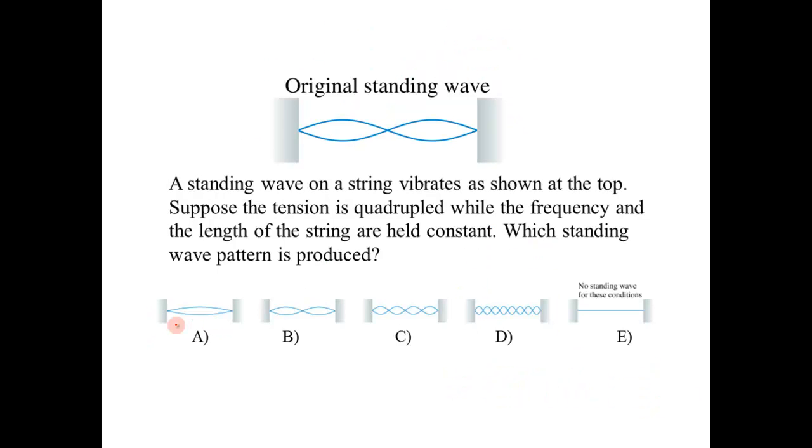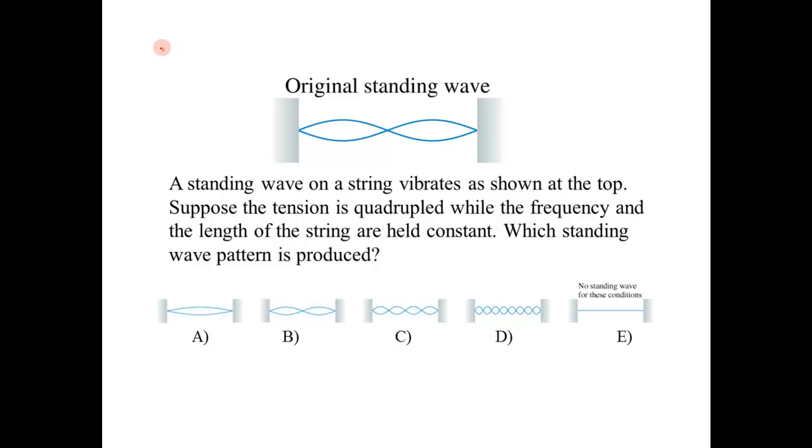All right. A next question, which is very similar, is we've got a standing wave pattern shown at the top. So this was a clicker question we did in class. And suppose the tension is quadrupled while the frequency and length of the string are held constant. Which standing wave pattern is produced?